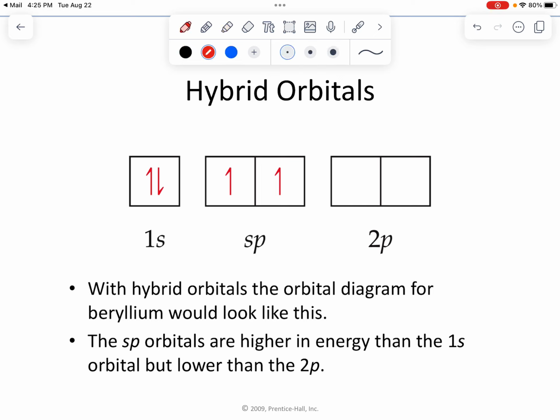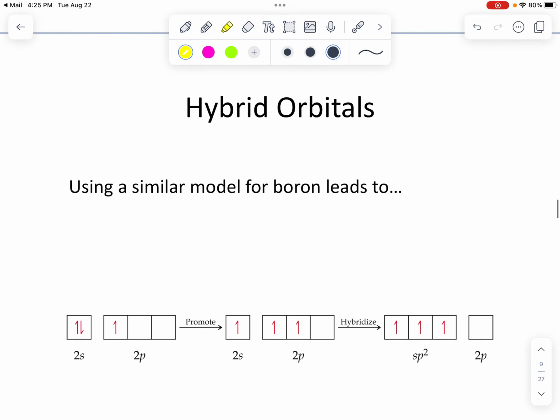So if we want to think about the picture of beryllium at this point, this is what it should look like. And if we want to make it closer to a typical energy diagram, then it would look like this. Here's the 1s, here are the sp hybrids, and there are the unhybridized 2p. So as it is now, 1, 2, 3, 4. So we've got 2 singly occupied sp hybrid orbitals. That's how we get our linear geometry. So now, like I said, we'll follow that same process for boron and carbon.